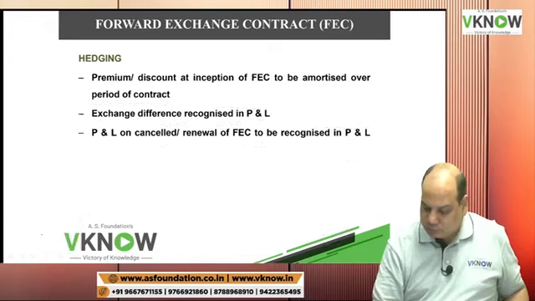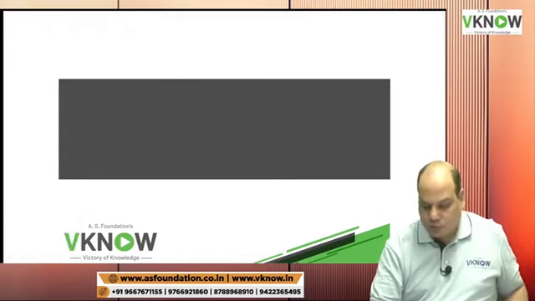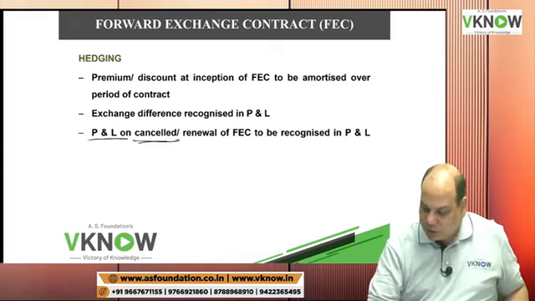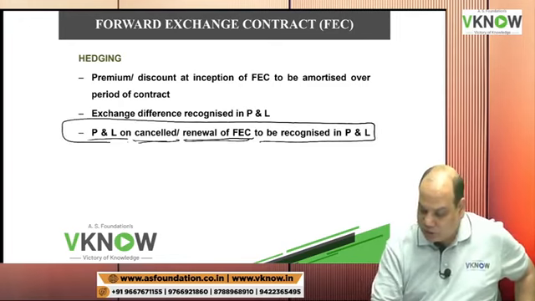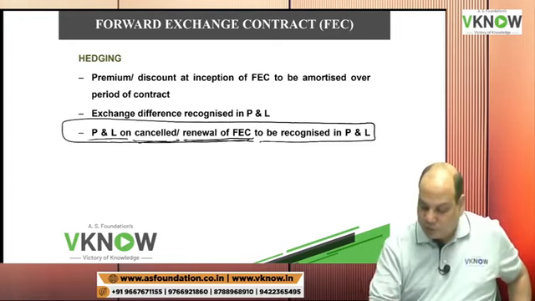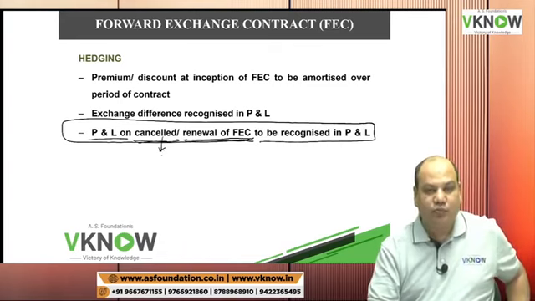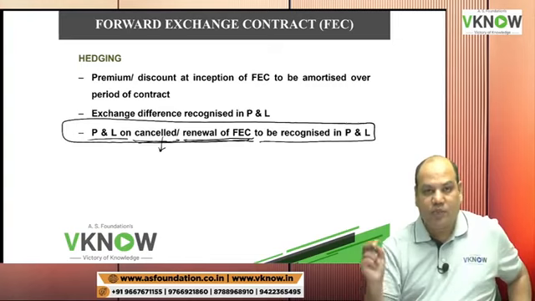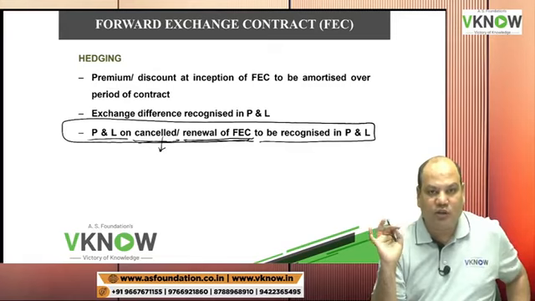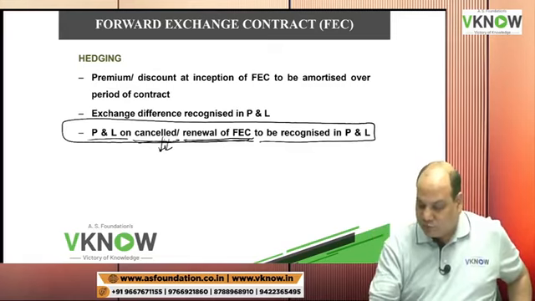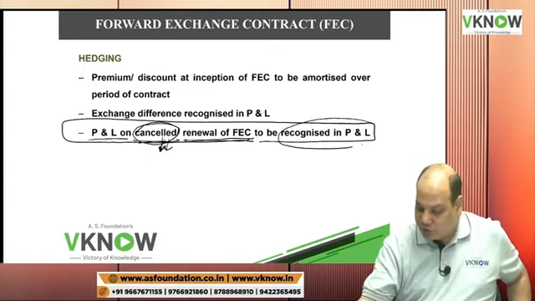Third point, any profit or loss on cancellation and renewal of forward exchange contract will be recognized in P&L account. Forward contract can be cancelled. But if you cancel the forward contract, there is a penalty to be paid. There are some charges you have to pay for cancellation, and those charges will be recognized in P&L account.